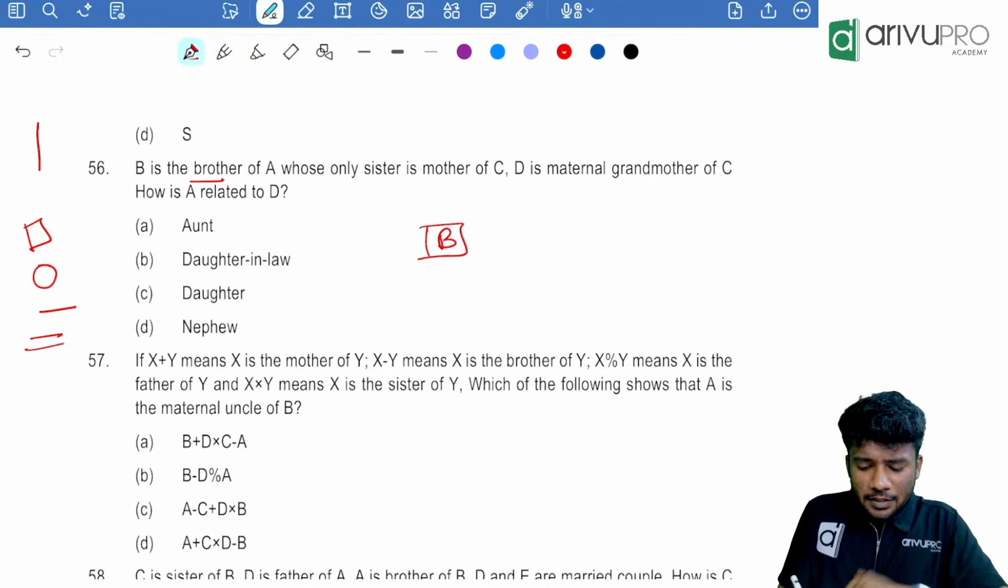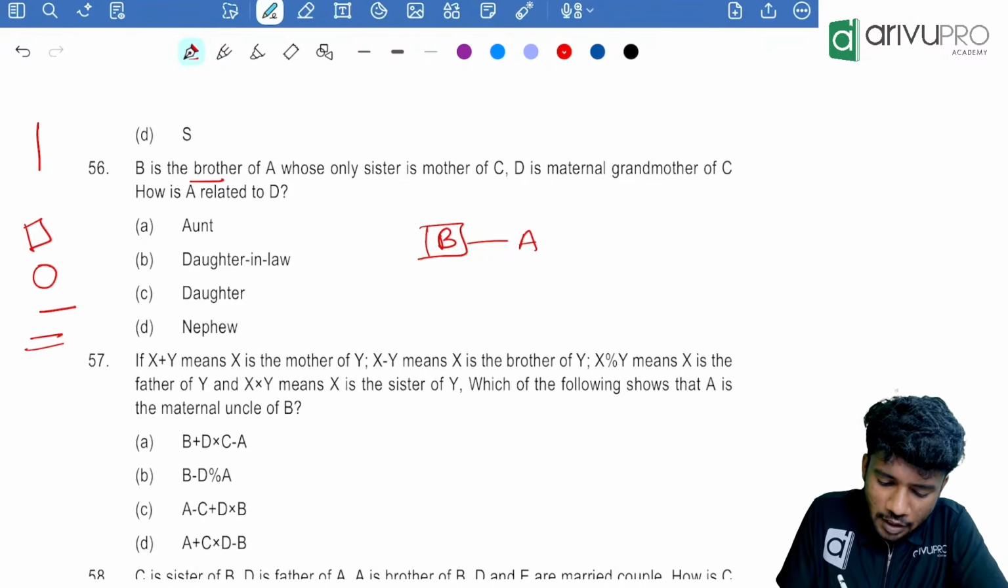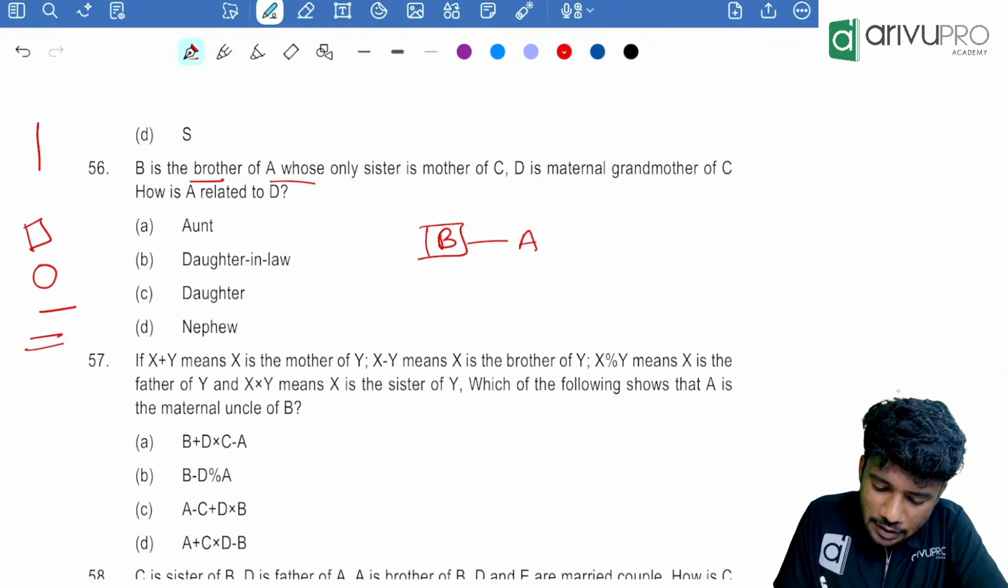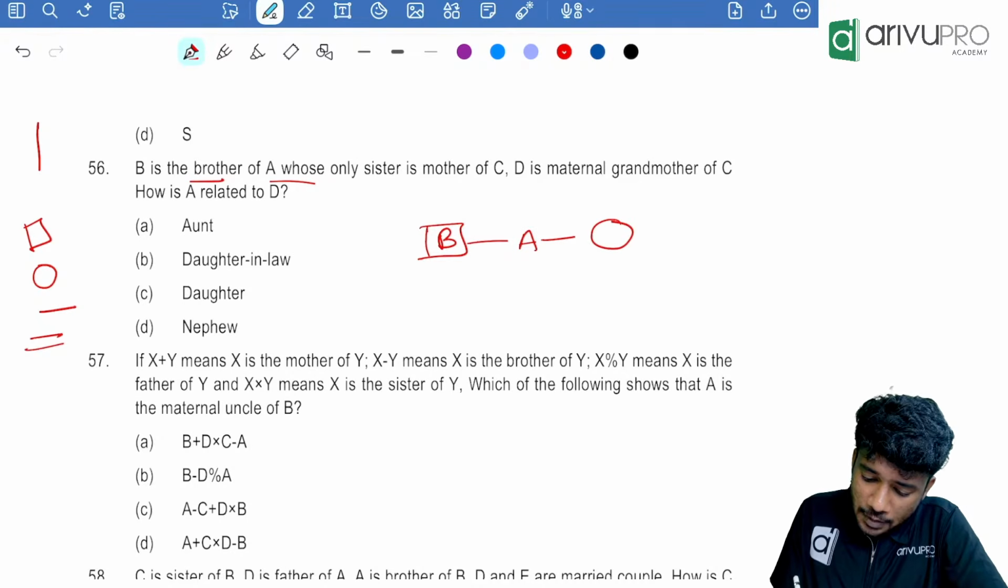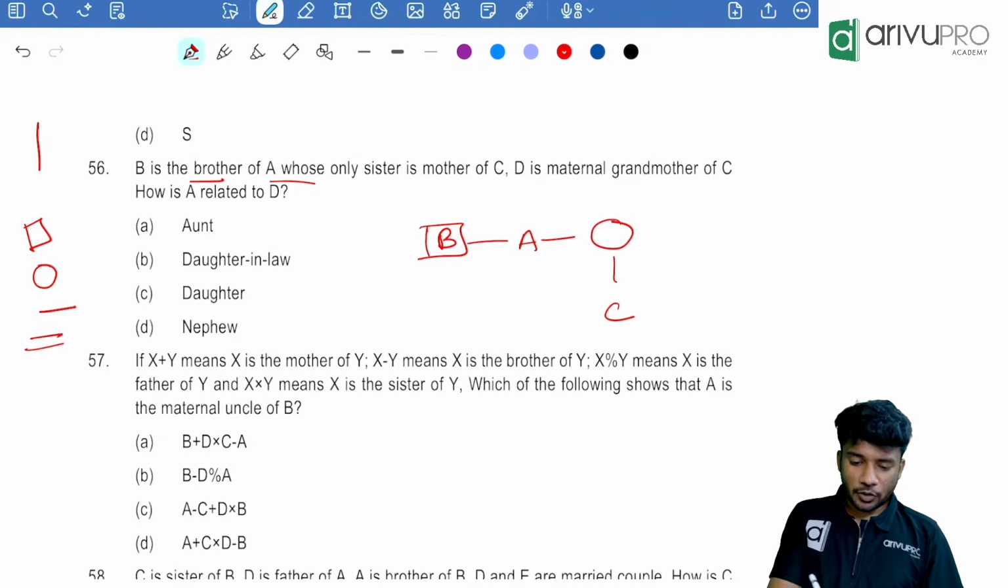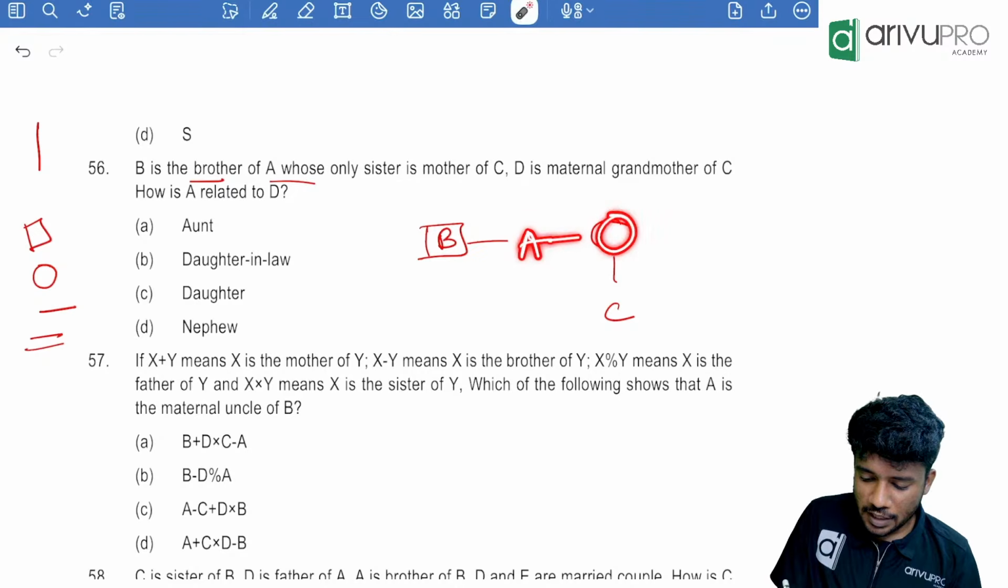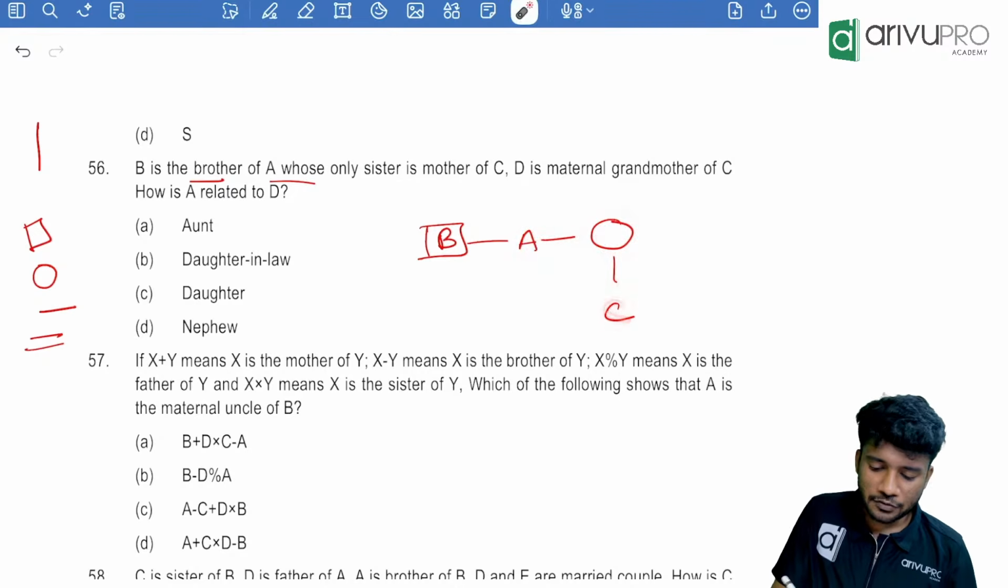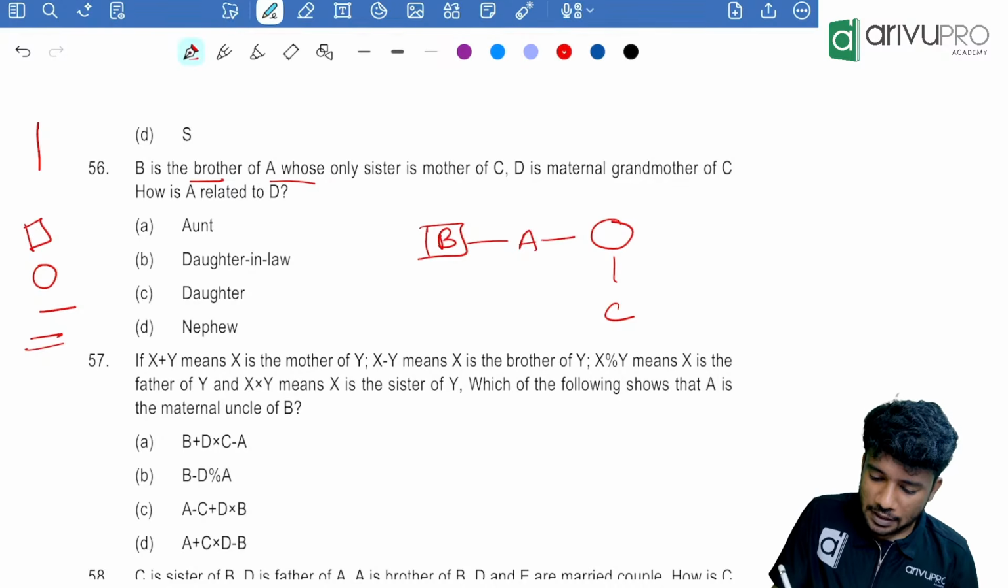Now, B is the brother of A, whose only sister is the mother of C. So A has an only sister and she is the mother of whom? C. Okay, so look here, A is having a sister and that sister is nothing but the mother of C. Then D is the maternal grandmother of C.